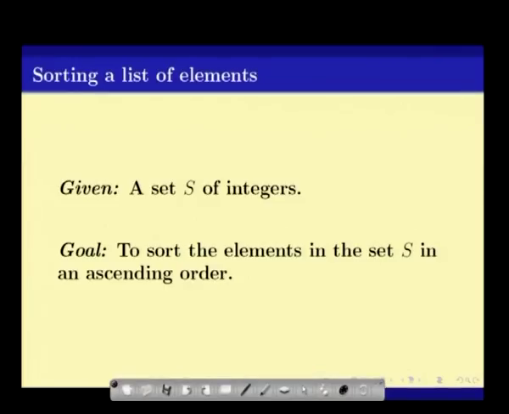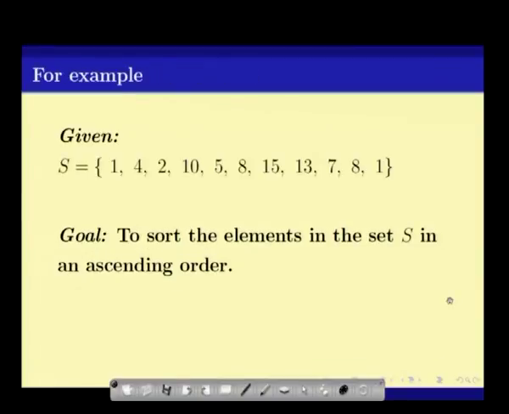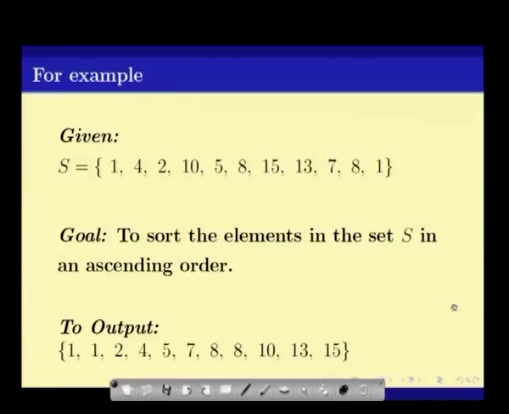We start with the problem at hand: given a set of integers, we want to sort the elements in the set S in ascending order. Now this is a very well known and well studied problem. For example, here we have a set S which is 1, 4, 2, 10, 5, 8, 15, 13, 7, 8 and 11, and we want to sort the elements in this set in ascending order. So we want to output the numbers 1, 2, 4, 5, 7, 8, 8, 10, 11, 13 and 15.